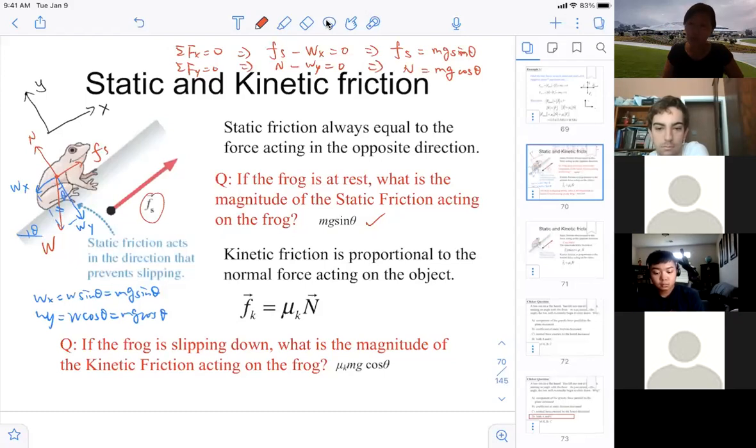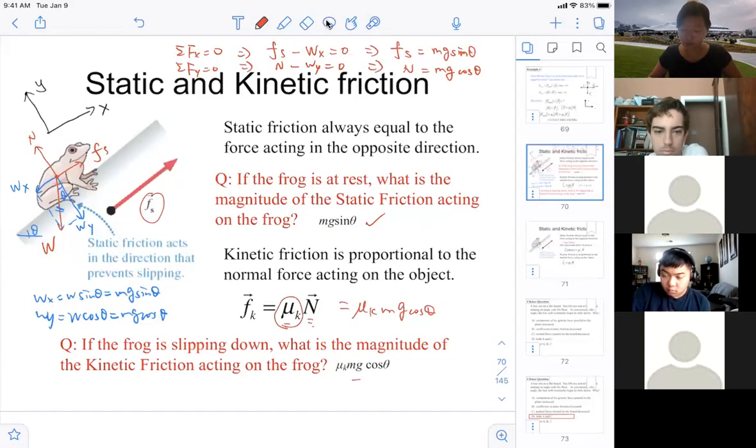But kinetic friction is always proportional to the normal force. So mu k is the coefficient describing what kind of surface you have. It might be very smooth or maybe very rough. So you have a coefficient. It's always smaller than 1. It's always point something. Normal force in this case is mg cosine theta. So if the frog is sliding down, then what is the kinetic friction? You will say, well, that must be mu k mg cosine theta. So you can see how you calculate static and kinetic frictions are different.